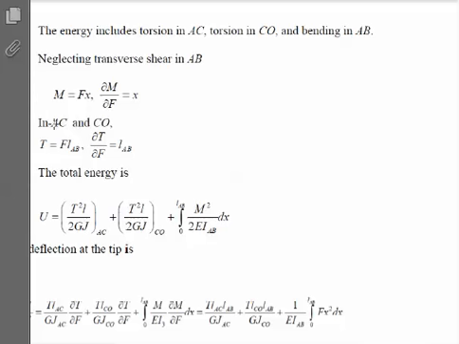In both sections AC and CO, the torque is the same. And the torque is force times that length of AB, which was 0.2.